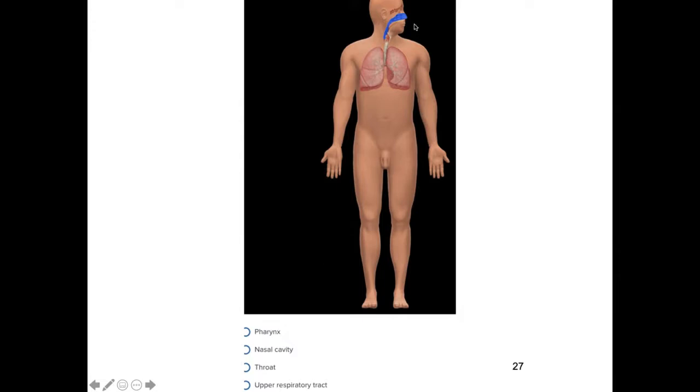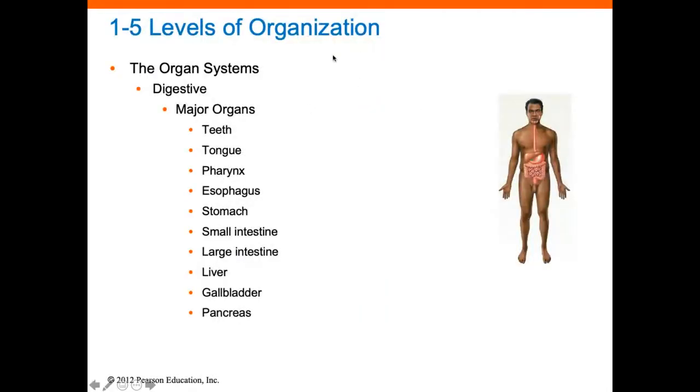So here in the blue is the upper respiratory tract. You ever hear when someone has an upper respiratory tract infection or they have a lower respiratory tract infection? So this right here is part of the upper respiratory tract. Everything from this point down is the lower respiratory tract.